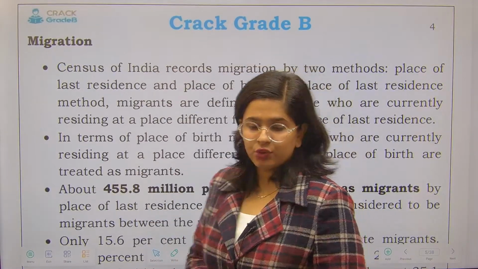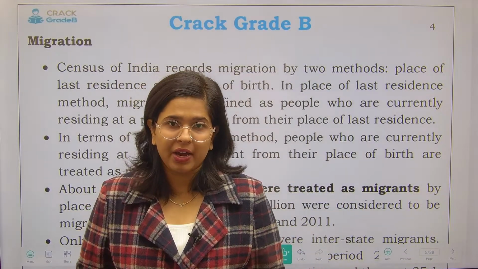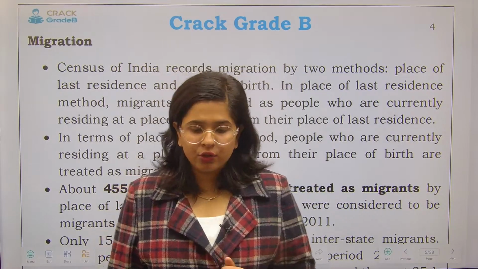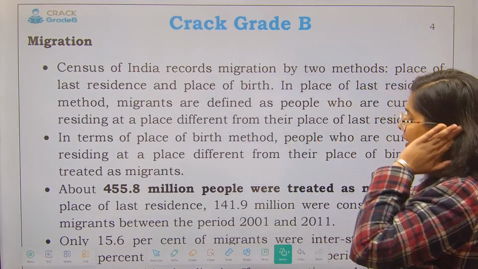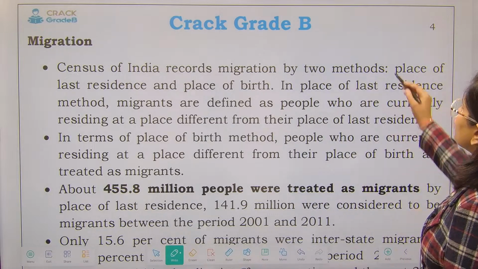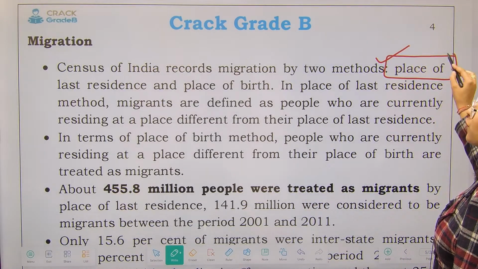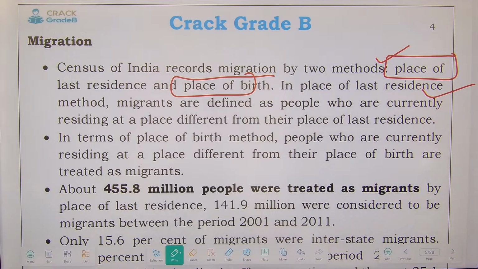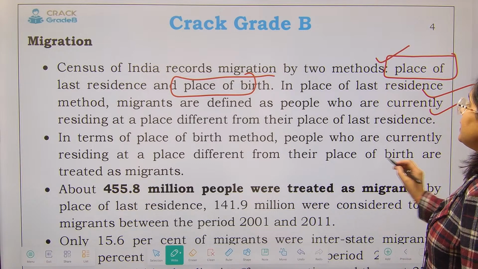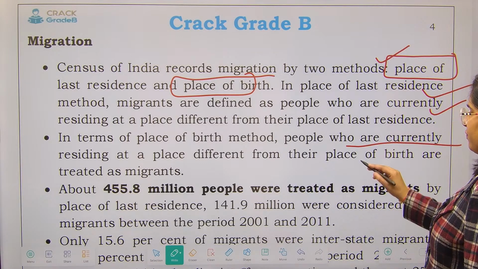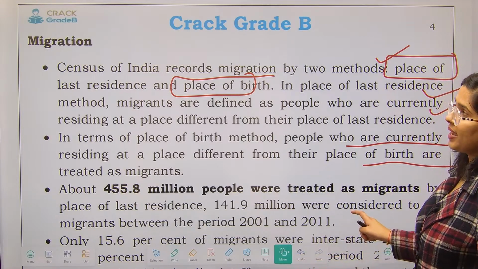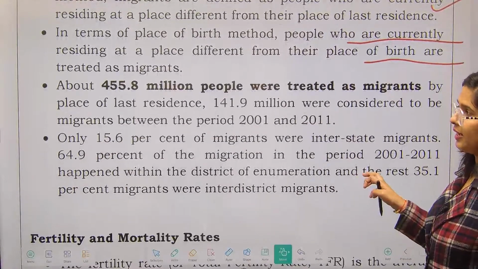In the migration, we need to start from the definition part, right? So Census of India measures migration through two methods. What are those two methods? Let us see. Census of India records migration by two methods. Number one, the place of last residence, and then place of birth. In place of last residence, migrants are defined as the people who are currently residing at a different place. In terms of place of birth, people who are currently residing at a place different from their place of birth are treated as the migrants. So these are the two methods of migration in the Census of India related measures.